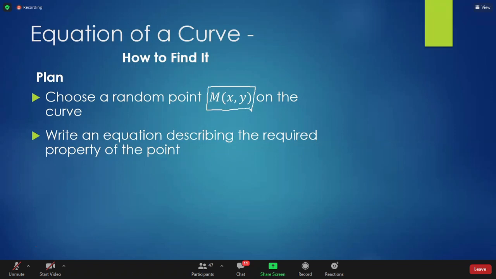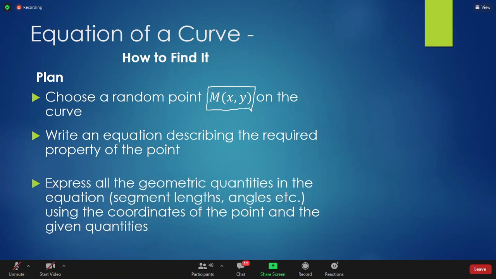So then we write an equation using that point M. Maybe it is equal distances. Maybe it is something about angles. Some kind of an equation that I can write using the point M. In many cases, it will be a vector equation, something about vectors. You will see. And then we express all the geometric quantities that we see in that equation, segment lengths, angles, and so on. Usually when we have vectors, we put the coordinates in, but we try to express it algebraically, not by writing point M with coordinates.